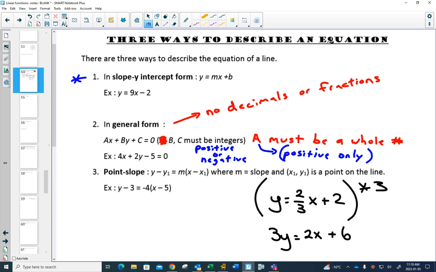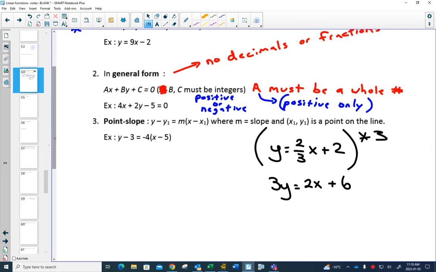Then in general form, you need to make one side equal to 0. So I'm going to subtract the 3y to the other side.